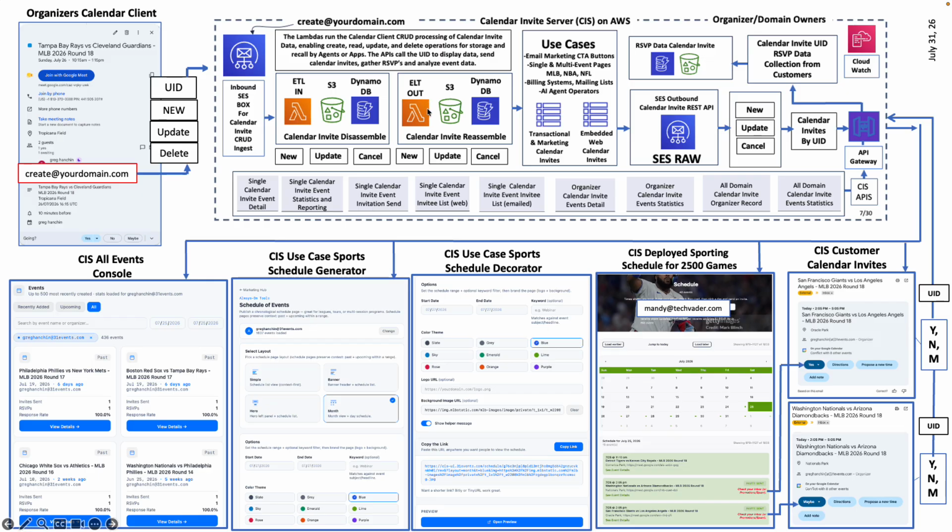So what that means here in the reassembly area is a user would use our technology and log into the calendar invite server console down here. Inside the console, you can generate numerous things. Today, I'm focused on the generation of a schedule landing page. That schedule landing page here today has 2,500 events in it, and that's the MLB.